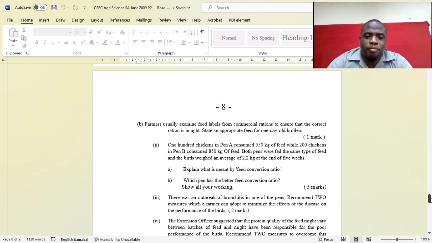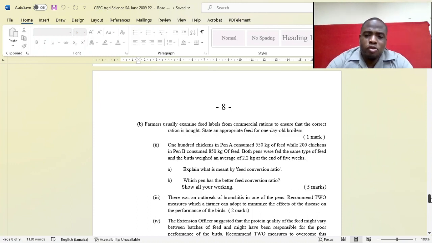And we want that. Now, for this question, it says 100 birds, 100 chickens in pen A, consume 550 kg. If you notice, this time I'm not putting down much of the information, because I want you to work it out along. During the video, you can pause each time I mention something and take your jottings. We are doing our preparation. So, hopping back, pen A.